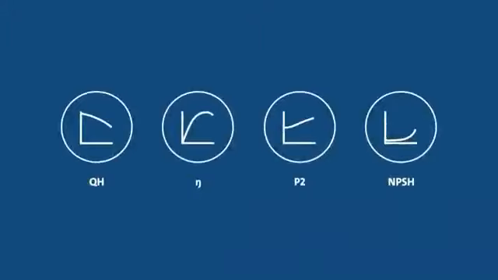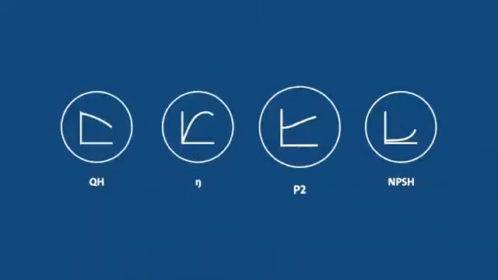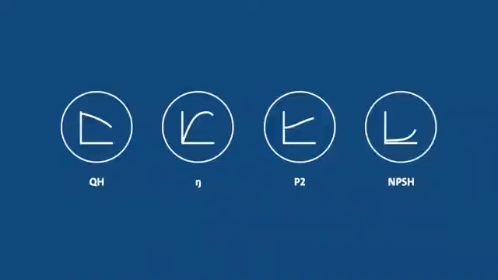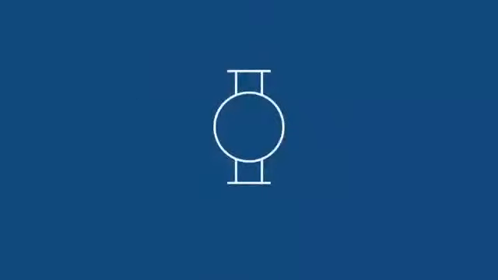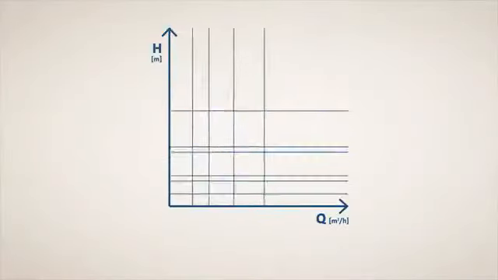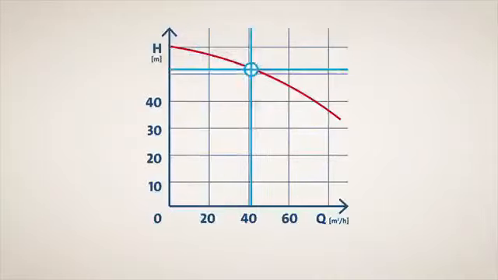Now, let's take a look at a couple of common pump curves, namely the QH curve, the ETA curve, the P2 curve, and the NPSH curve. Together, these four curves provide a good overview of the performance of a specific pump, so we recommend including them in the same datasheet. In a QH curve, which measures the flow and head, you can see that a low flow results in a high head and a high flow results in a low head.